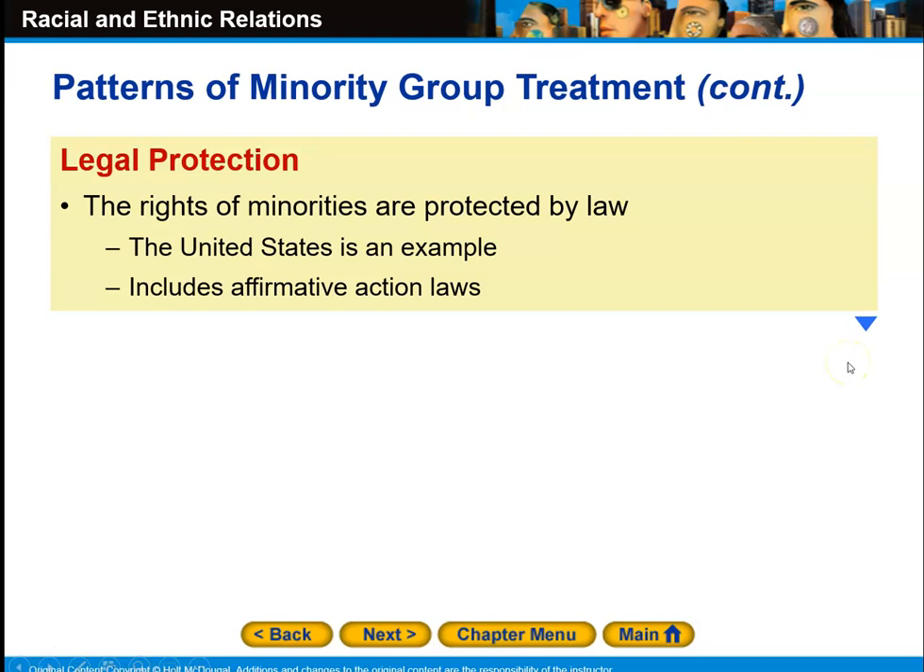Legal protection. The rights of minorities are protected by law. The United States is an example. It includes affirmative action laws. Affirmative action laws try to give the advantage to people who have historically been discriminated against, to give them the opportunity to rise up from the discriminatory practices of the past.